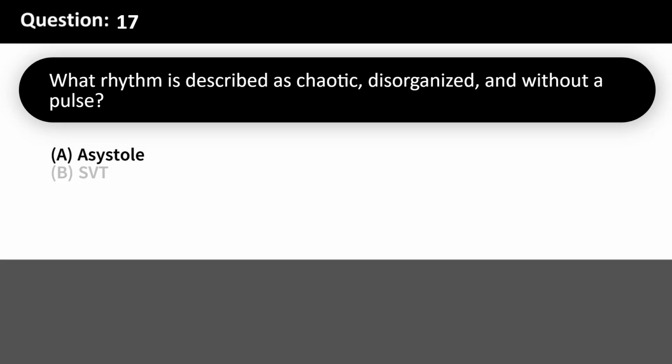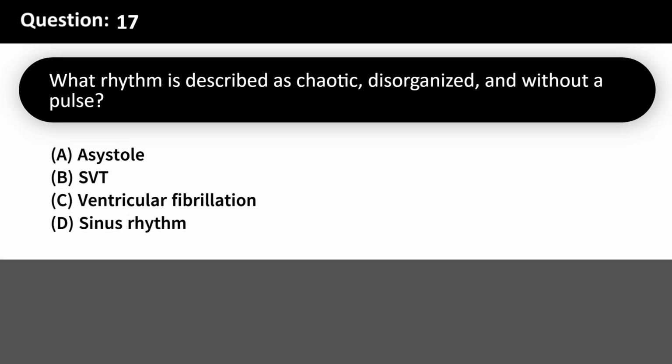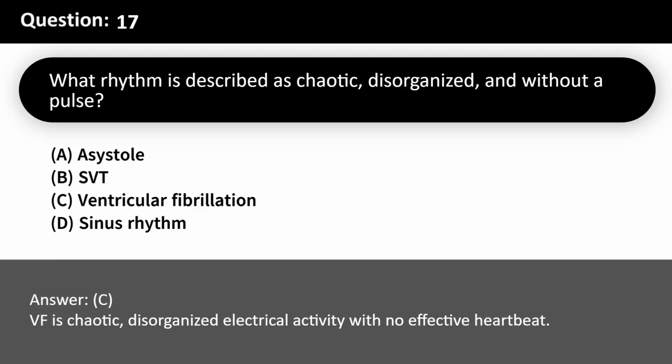What rhythm is described as chaotic, disorganized, and without a pulse? A. Asystole. B. SVT. C. Ventricular fibrillation. D. Sinus rhythm. Answer: C. VF is chaotic, disorganized electrical activity with no effective heartbeat.